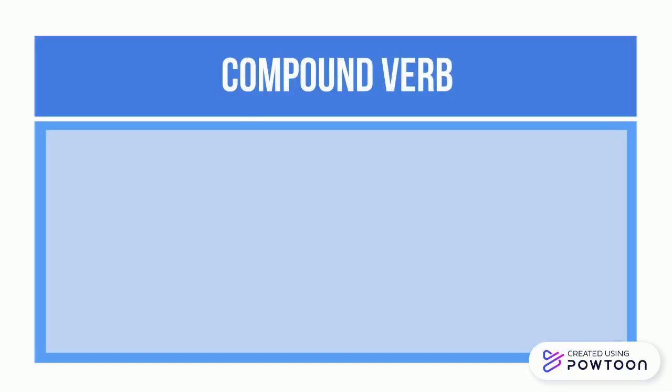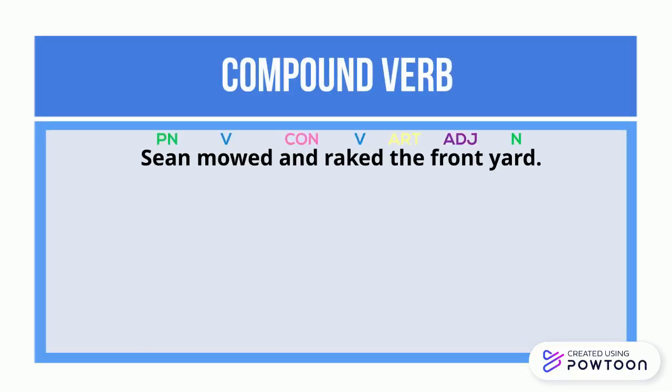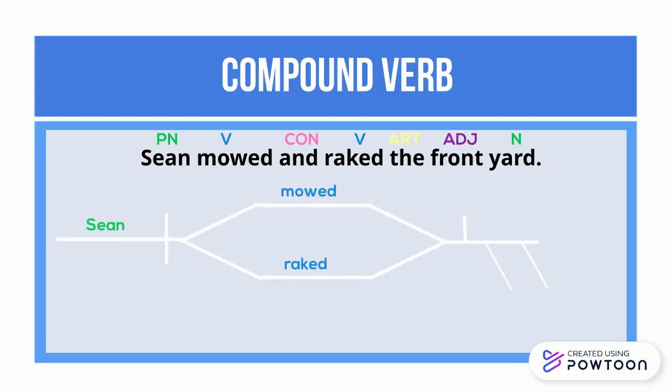In our first compound verb sentence, Sean mowed and raked the front yard. Mowed and raked share the same direct object, yard. So, mowed and raked branch out with a dotted line for the conjunction and then branch back together to connect to yard.